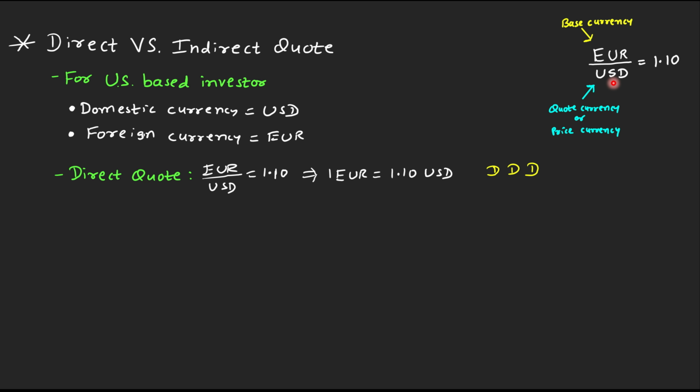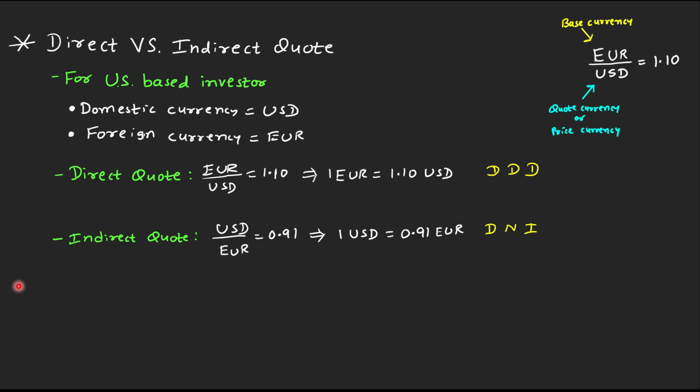Now, it's easy to remember, and if you have a hard time remembering, you can use DDD, meaning domestic currency in denominator. So domestic currency in denominator means it's a direct quote. For John, the domestic currency is USD, so USD in the denominator means it's going to be a direct quote.